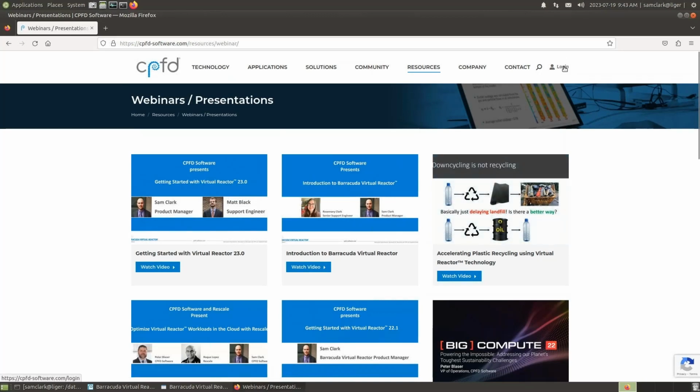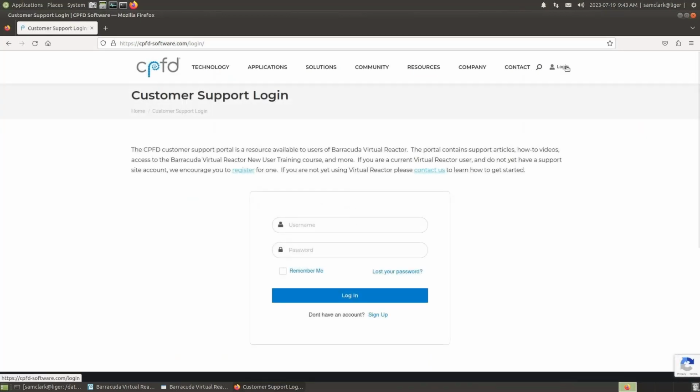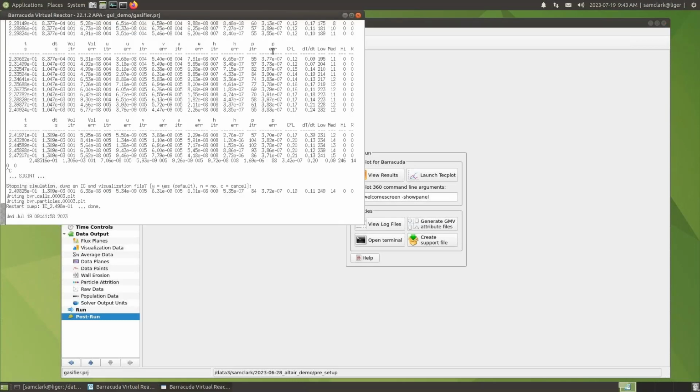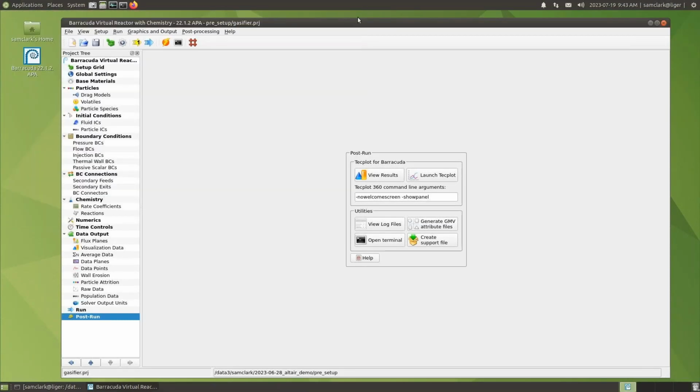And then we do have a whole support site for the software that, if you log into it, you can access all of the training materials and a bunch of support articles on very specific topics related to Barracuda. So a lot of resources available, and as Peter said, our goal is to make sure that Barracuda users are successful and getting the most value from the software that they can.